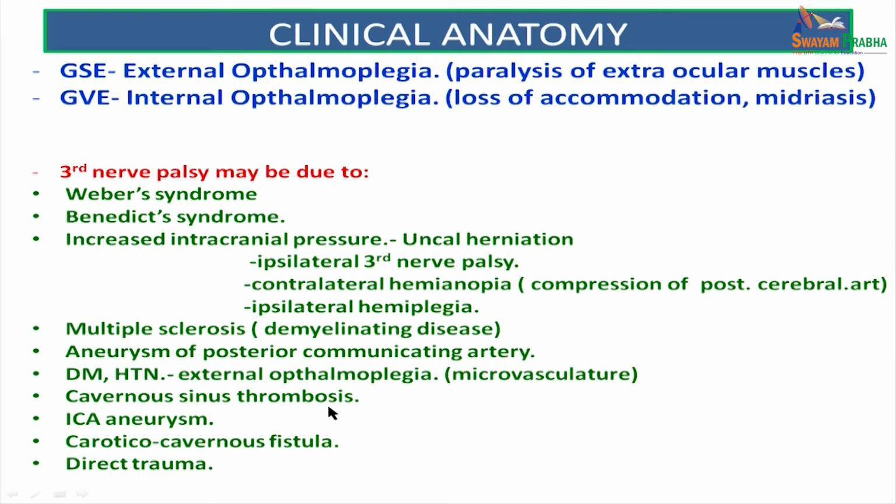Then cavernous sinus thrombosis also may lead to third cranial nerve palsy. And carotico-cavernous fistula, when there is a rupture of the internal carotid artery, can occur and compress the third cranial nerve, and there may be direct trauma to the third cranial nerve as well, and an internal carotid artery aneurysm, since the internal carotid artery is within the cavernous sinus.